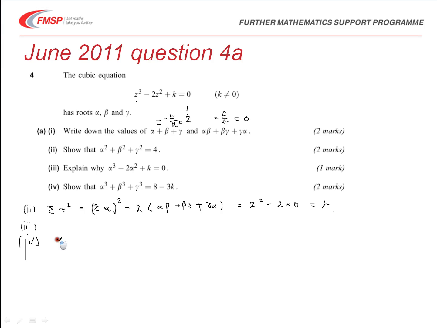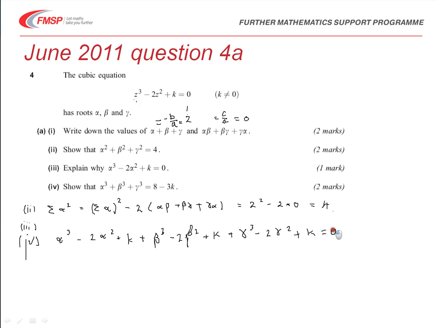So if we add those 3 things together, what do we get? Well, that's the statement for alpha, and similarly the statement for beta cubed minus 2 beta squared plus k, and similarly we have a statement for gamma cubed minus 2 gamma squared plus k, and we know each of those things is equal to 0, so the sum of them will be 0.